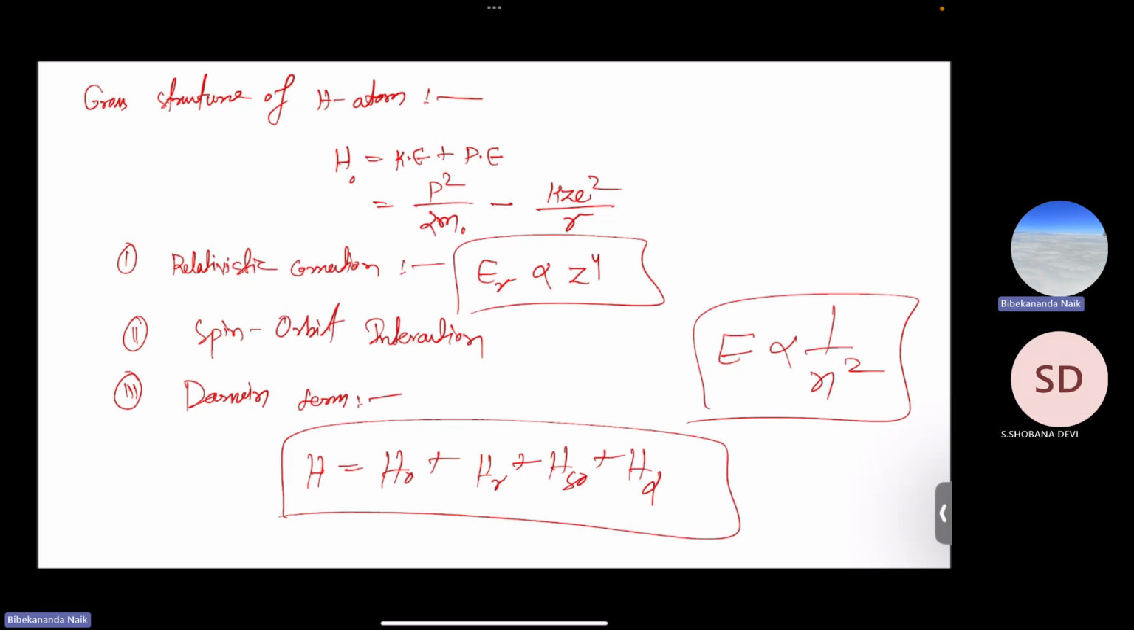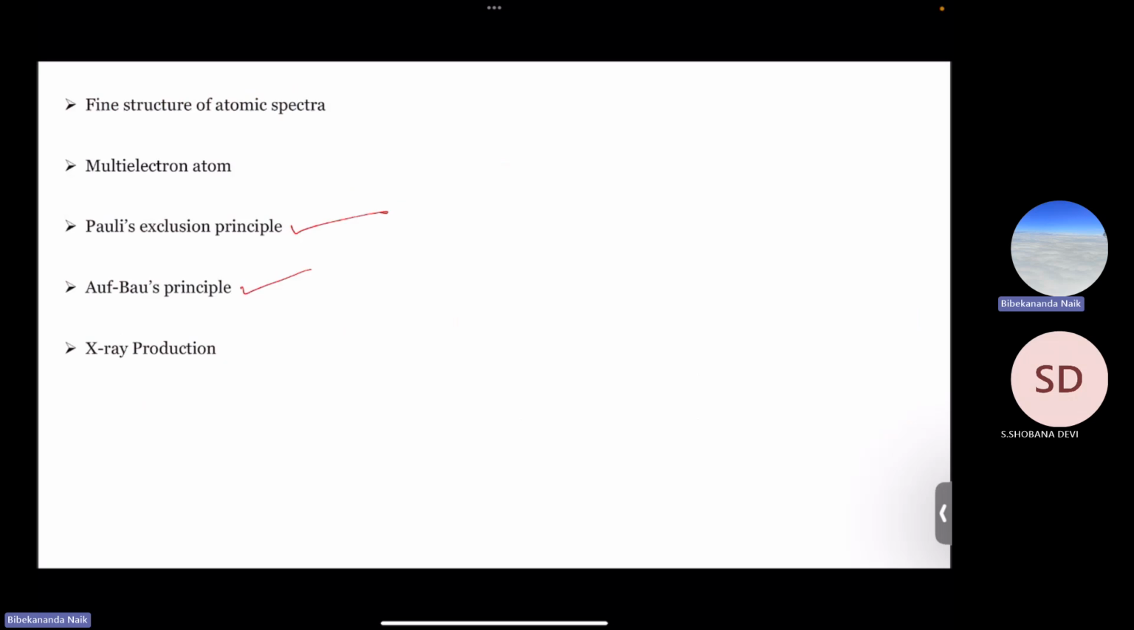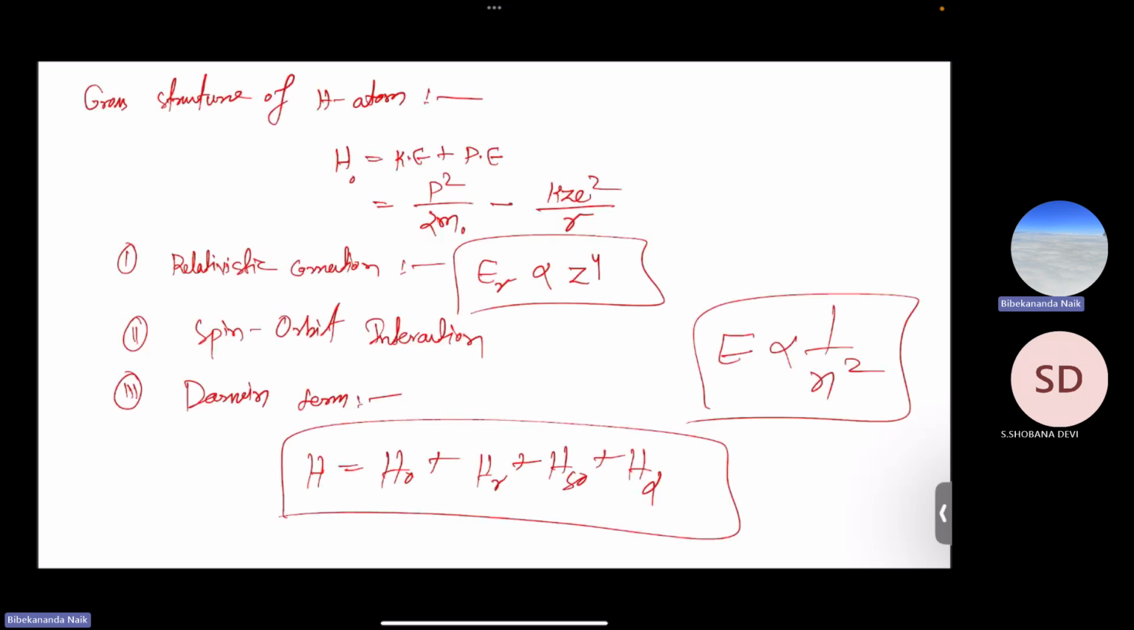And due to the presence of these energy levels, we have different spectral lines according to the transition rules. Now, if we talk about the concepts of multi-electron atoms, what happens? With spin-orbit interaction, in lighter atoms, spin-orbit interaction plays an important role. However, in heavier atoms, residual interaction plays an important role. All these things we will be studying in our upcoming lectures.